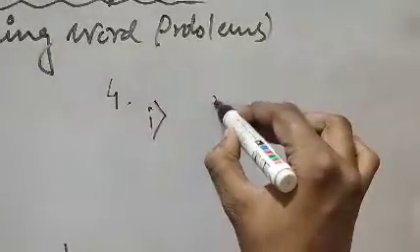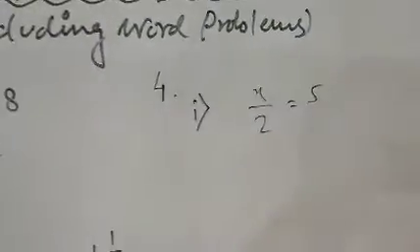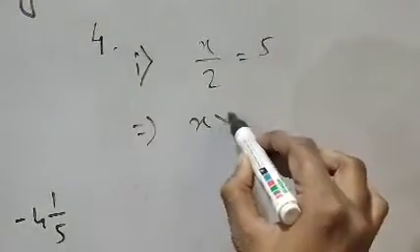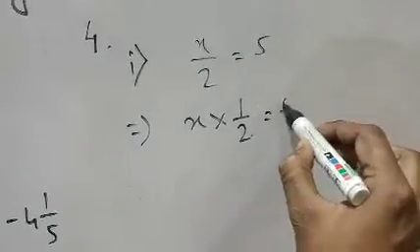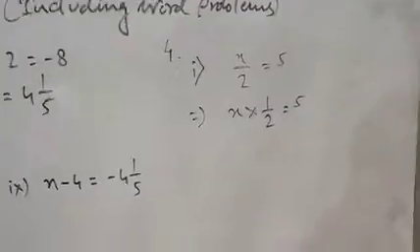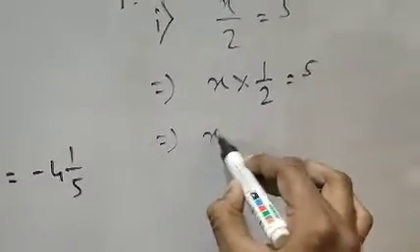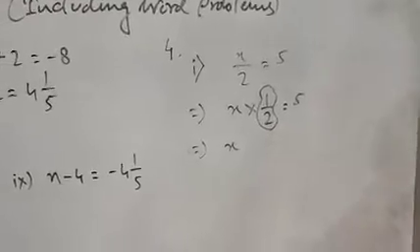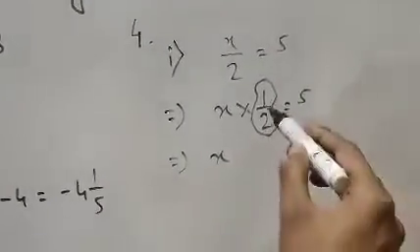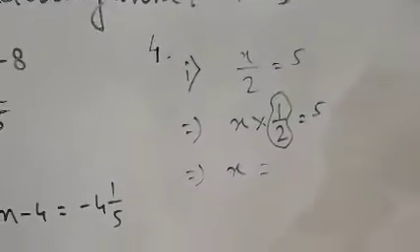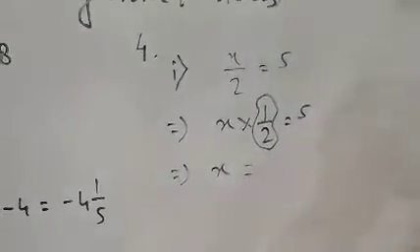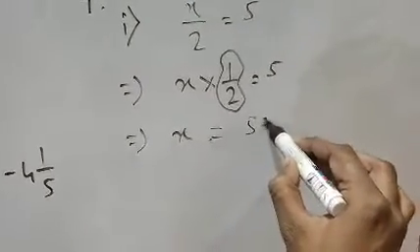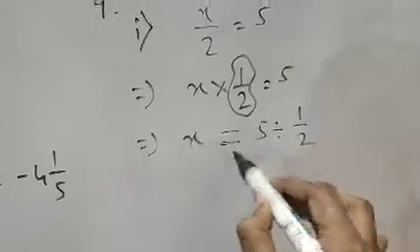Equation is x by 2 equal to 5. Now x by 2 means you can write x by 2 as x into 1 by 2 equal to 5. Now if you want to find out the value of x, this 1 by 2 will have to be transferred from left hand side to right hand side. Here the 1 by 2 sign is multiplication, so whenever you transfer this 1 by 2, the sign will be division. That means it will be 5 division 1 by 2.